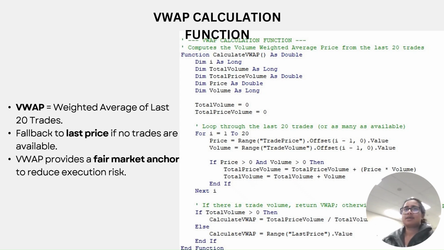Here we have the VWAP calculation function where we use the last 20 trades. If we're not getting any data, there's a fallback method in there so that we use the last known price. The VWAP allows us to get a fair market price, which is what we anchor our strategy against.